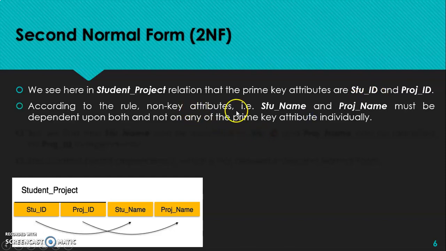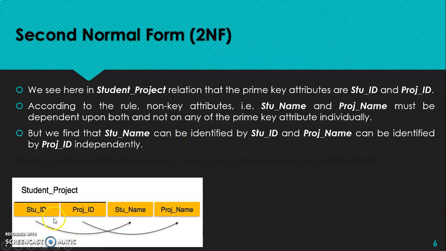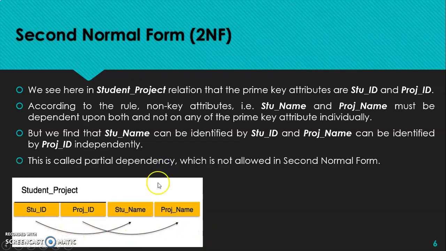According to the rule, non-key attributes, that is student name and project name, must be dependent upon both and not only one prime key attribute. Here they are individually dependent, but as per the second normal form, student name should be dependent on both these primary key attributes. Similarly, project name should be dependent upon both these IDs. But we can see that student name is identified by student ID and project name is identified by project ID. So this is called a partial dependency, not a full dependency.